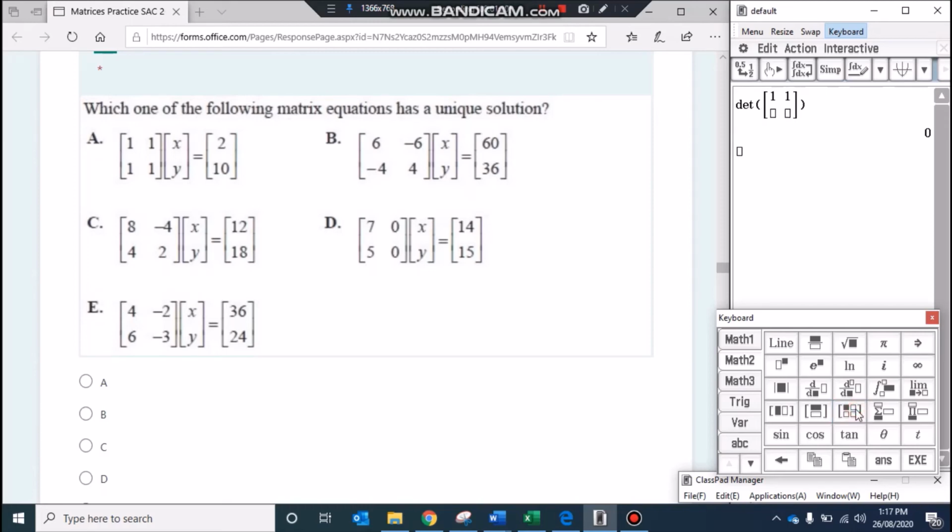So again, let's just keep doing determinants. So A has a determinant of 0. So that has no solutions. Again, B has a determinant of 0, so no solutions there. And we see that C has a non-zero determinant. Therefore, C will have a unique solution.